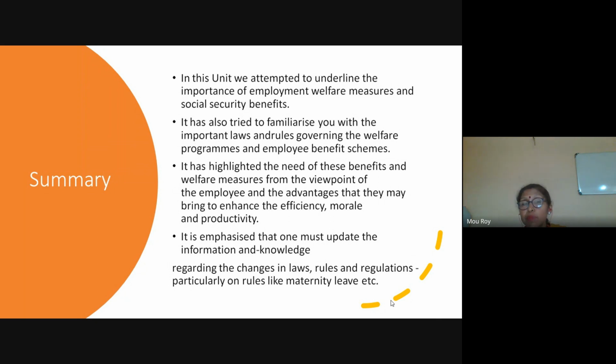Because many times it has been observed that the facilities or benefits mentioned in the offer letter are not being provided to the employees. So you should stick to the rules and regulations, and ensure that this is done properly.